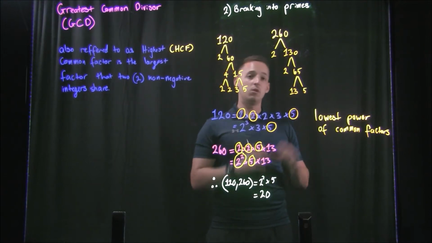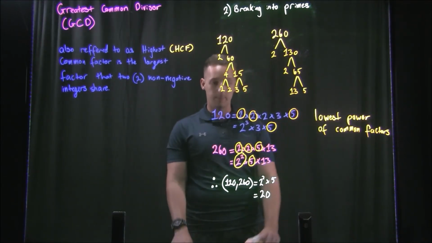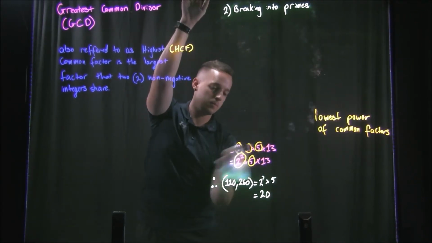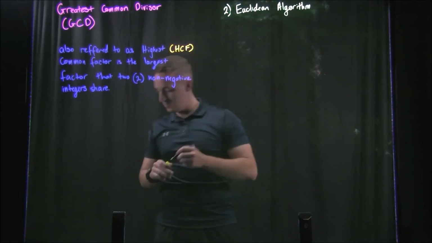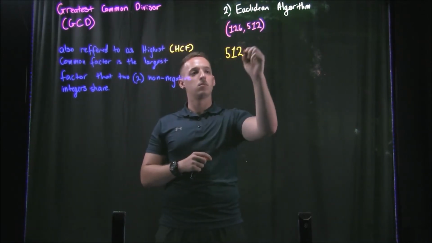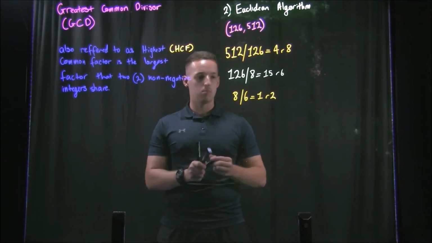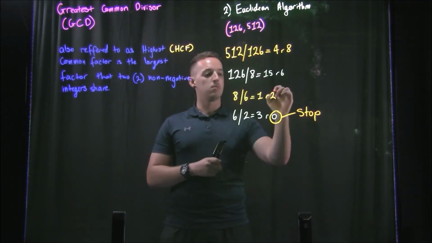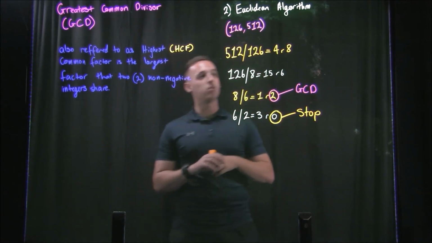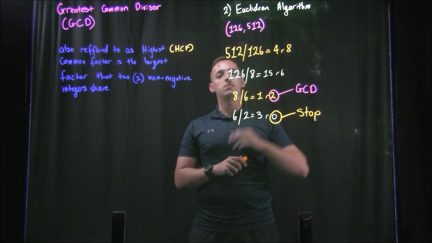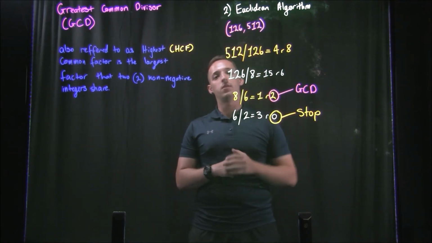The very final one I'm going to do is the Euclidean algorithm, and it works a little bit differently. I prefer this method the best. That's just me. Okay, so then we get to this example. I've used the Euclidean algorithm to find the greatest common divisor of these two numbers, 126 and 512.